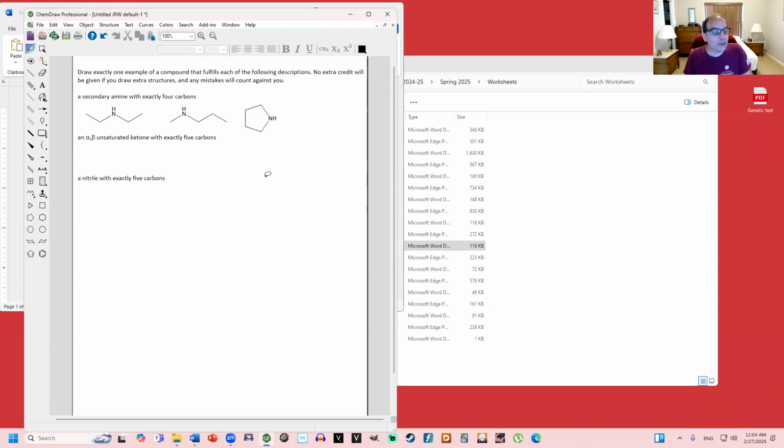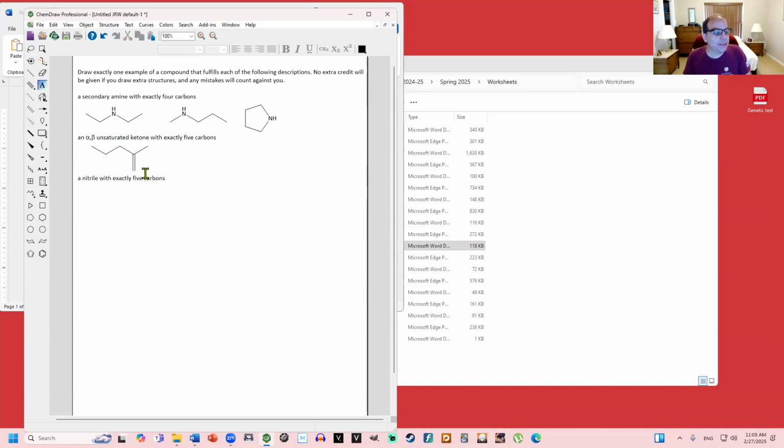An alpha beta unsaturated ketone with exactly five carbons. So remember the definition of an alpha beta unsaturated ketone, or an alpha beta unsaturated carbonyl compound of any kind, is that it has a carbon-carbon double bond conjugated to the carbon-oxygen double bond. And so again, the most obvious answer, the one I would expect that most students would put in answer to this question, would look something like this.